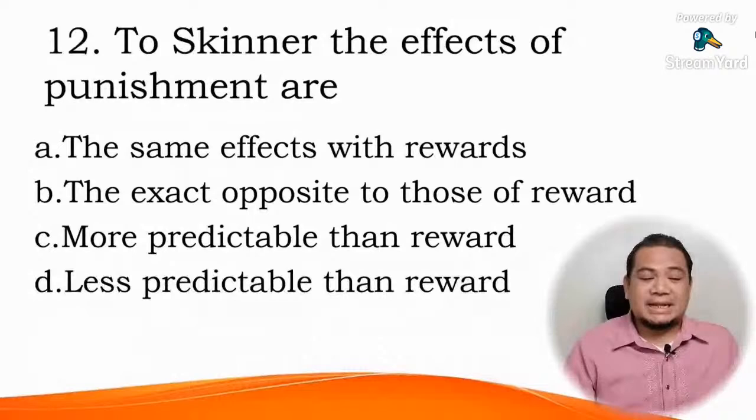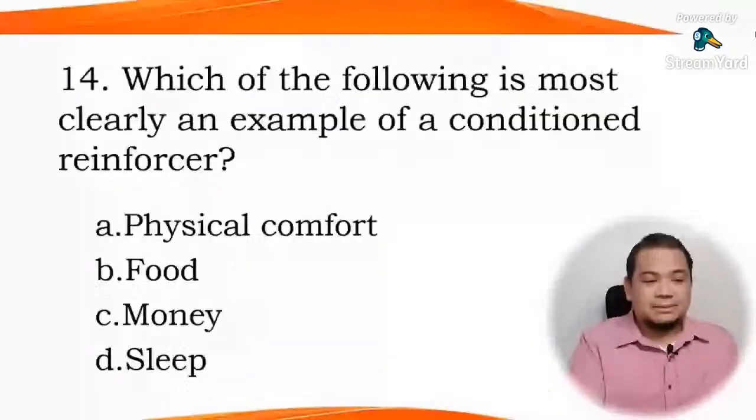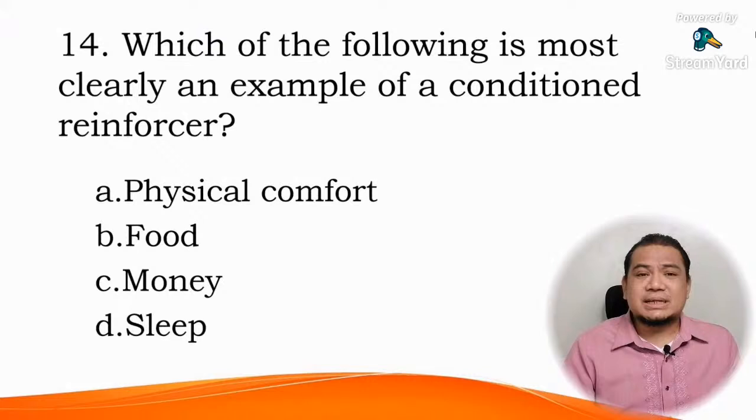Number 13. The following are effects of punishment except A, suppression of related behavior. B, suppression of behavior punished. C, conditioning of negative behavior. Or D, shaping of the targeted behavior. Number 14. Which of the following is most clearly an example of a conditioned reinforcement? Is it A, physical comfort, B, food, C, money, D, sleep?